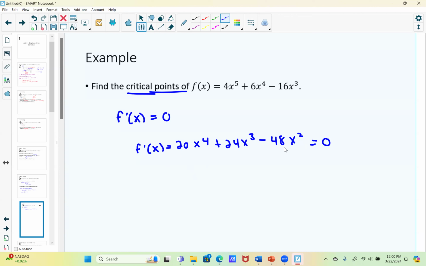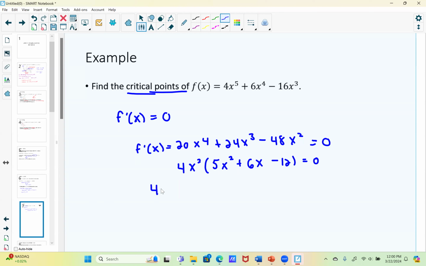There is a GCF. The largest number that goes into 20, 24, and negative 48 is 4. The largest variable that goes into x to the fourth, x cubed, and x squared is x squared. Then I divide each of these terms by this, so I get 5x squared plus 6x minus 12. So I'm just dividing each of these by the 4x squared. So then if I could, I would factor the 5x squared plus 6x minus 12, but it doesn't factor.